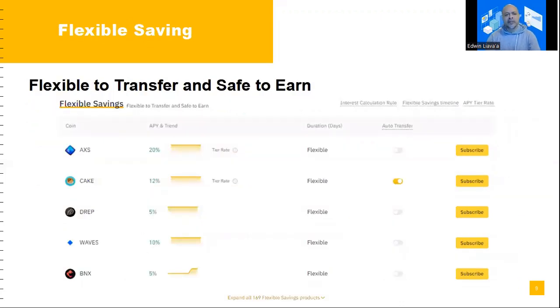So what is flexible saving, right? It's very simple. It's flexible for you to transfer and very safe for you to earn on your investments. And this is what I am proposing for you who are new to the space of investing in cryptocurrency on Binance. This is the first step you need to do. Start with flexible savings, right? As you can see, some of these coins have up to 20% annual percent yield, right?